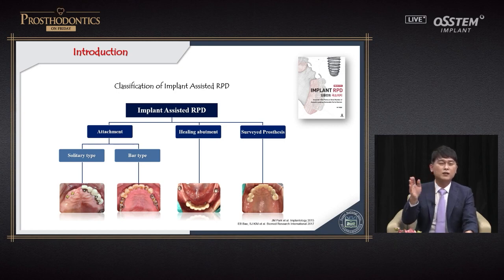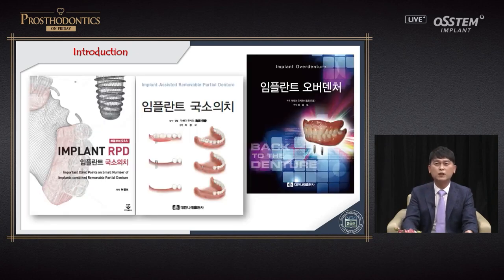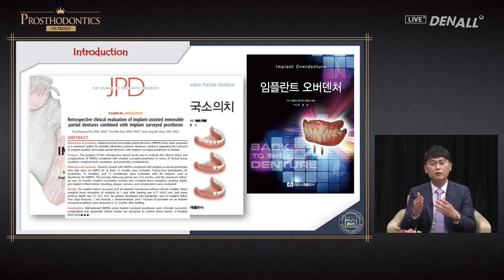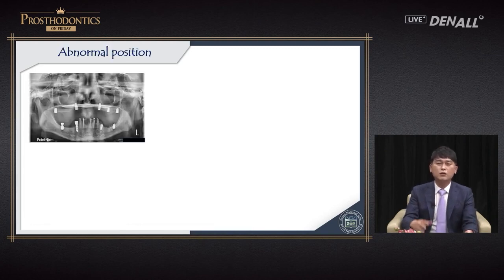Among them, I believe you heard many lectures on others, but today I'm going to focus on the bar type. I wrote many books and I have thought about this, how to advance my clinical practice. And in our university, when we do surveyed crown or when we use attachment, we studied the prognosis and we write clinical papers when it is combined with an implant. The prognosis seems to be very good as a conclusion. Still, we lack a lot of evidence, but it is getting to be a more and more reliable procedure.